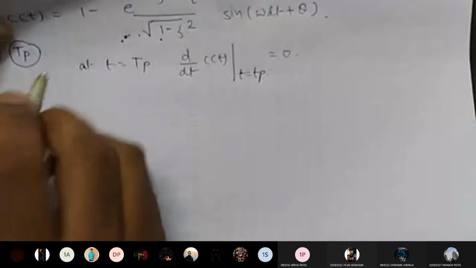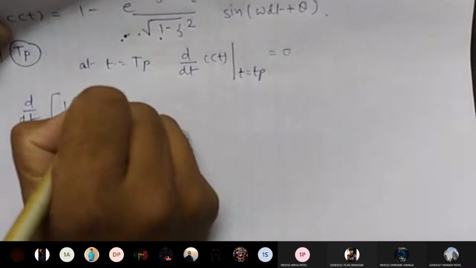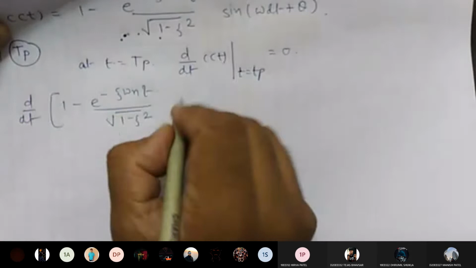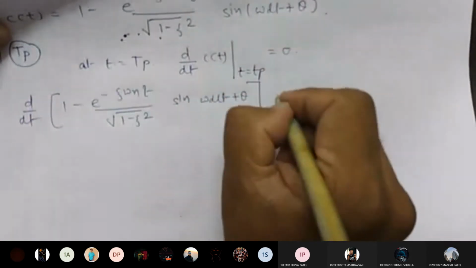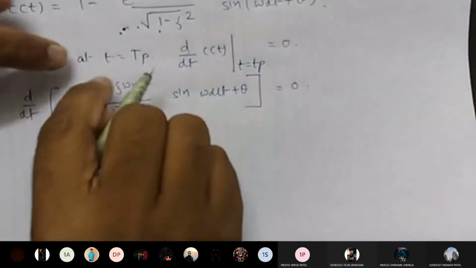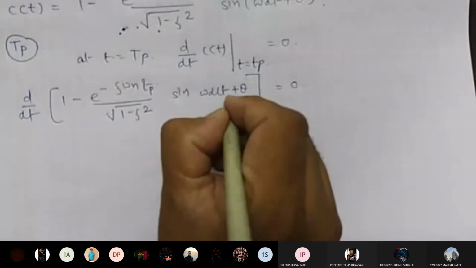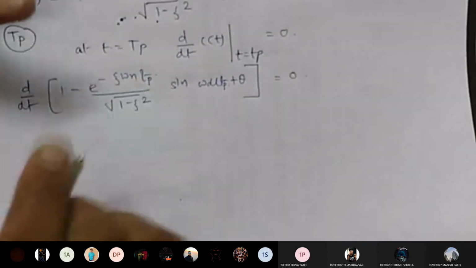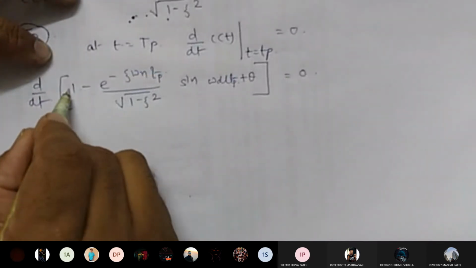So I will find d by dt of C(t). What is C(t)? 1 minus e raised to minus zeta omega n t, divided by under root 1 minus zeta square, into sin(omega d t plus theta). It will always be equal to 0, but the time over here should be TP. So wherever t appears, it becomes TP. First we have to take the differentiation of this.